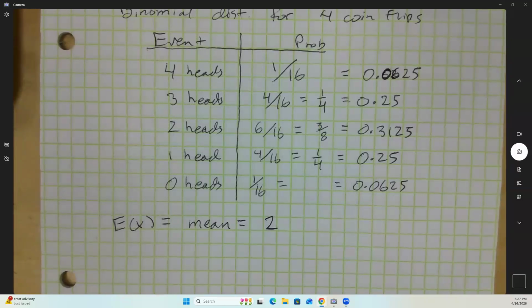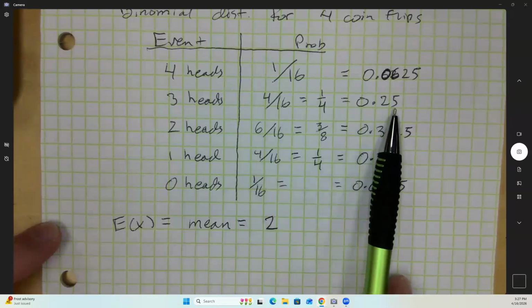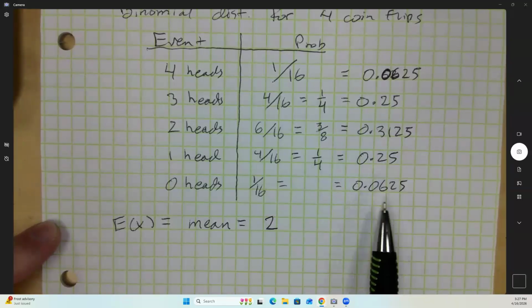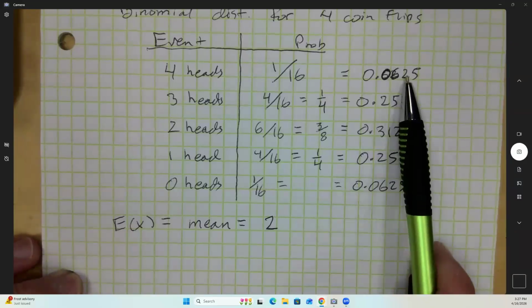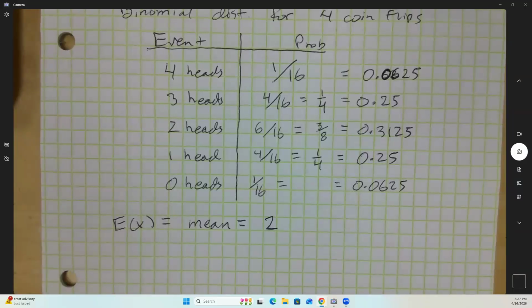Now pause for a moment and say, if I told you I flipped 4 coins, what's your best guess for how many of them would be heads? 2. That's exactly what the expected value is when it's a nice symmetric distribution, because 2 out of 4 makes the most sense. 3 out of 4 could happen. 1 out of 4 could happen. I might be surprised if all of them were heads or if none of them were heads.